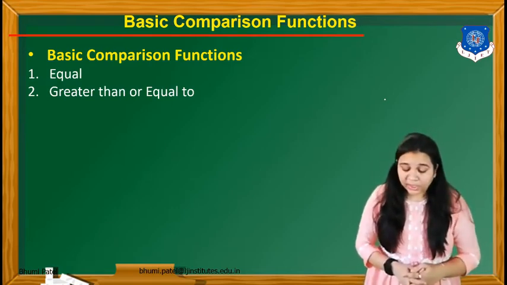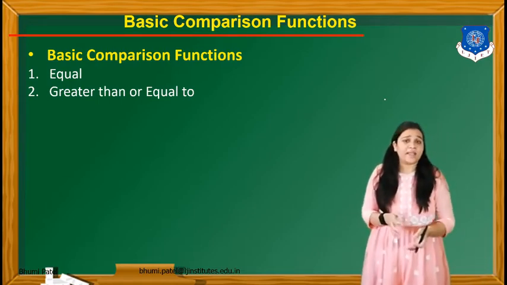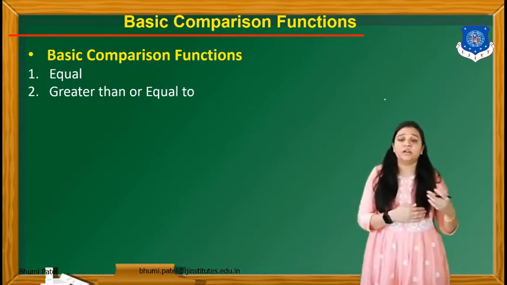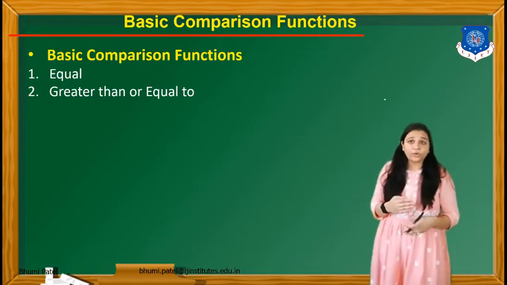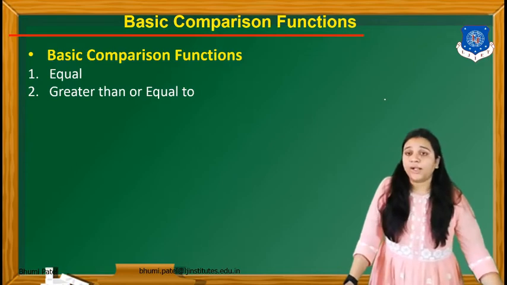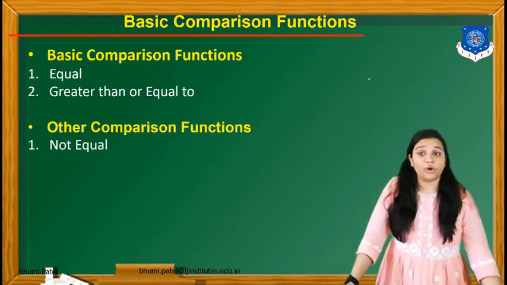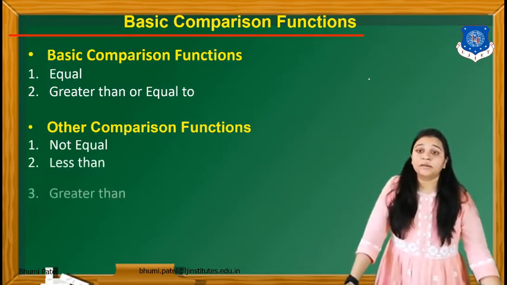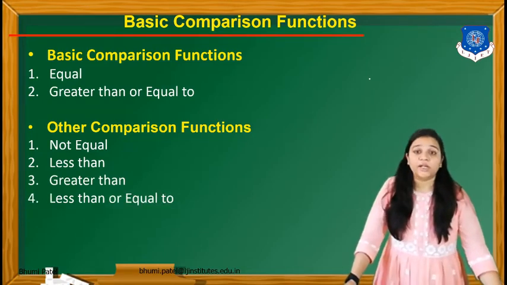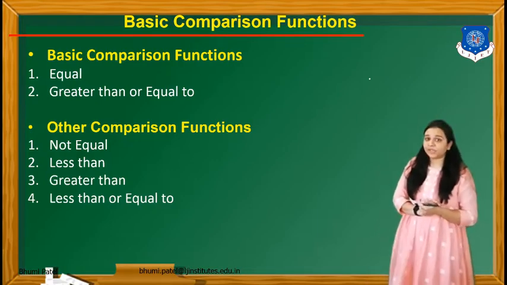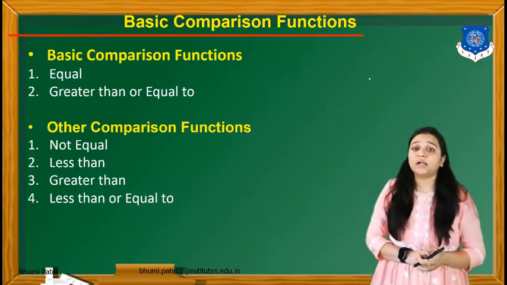Now, in a program or a real-time system, we have different types of comparison, like one number is less than another number, or two numbers are not equal. So what can we do in PLC programming? For that, the other comparison functions in PLC programming are not equal to, less than, greater than, and the fourth one, less than or equal to. The main purpose of this chapter is that we have only two basic comparison functions, equal to and greater than or equal to.